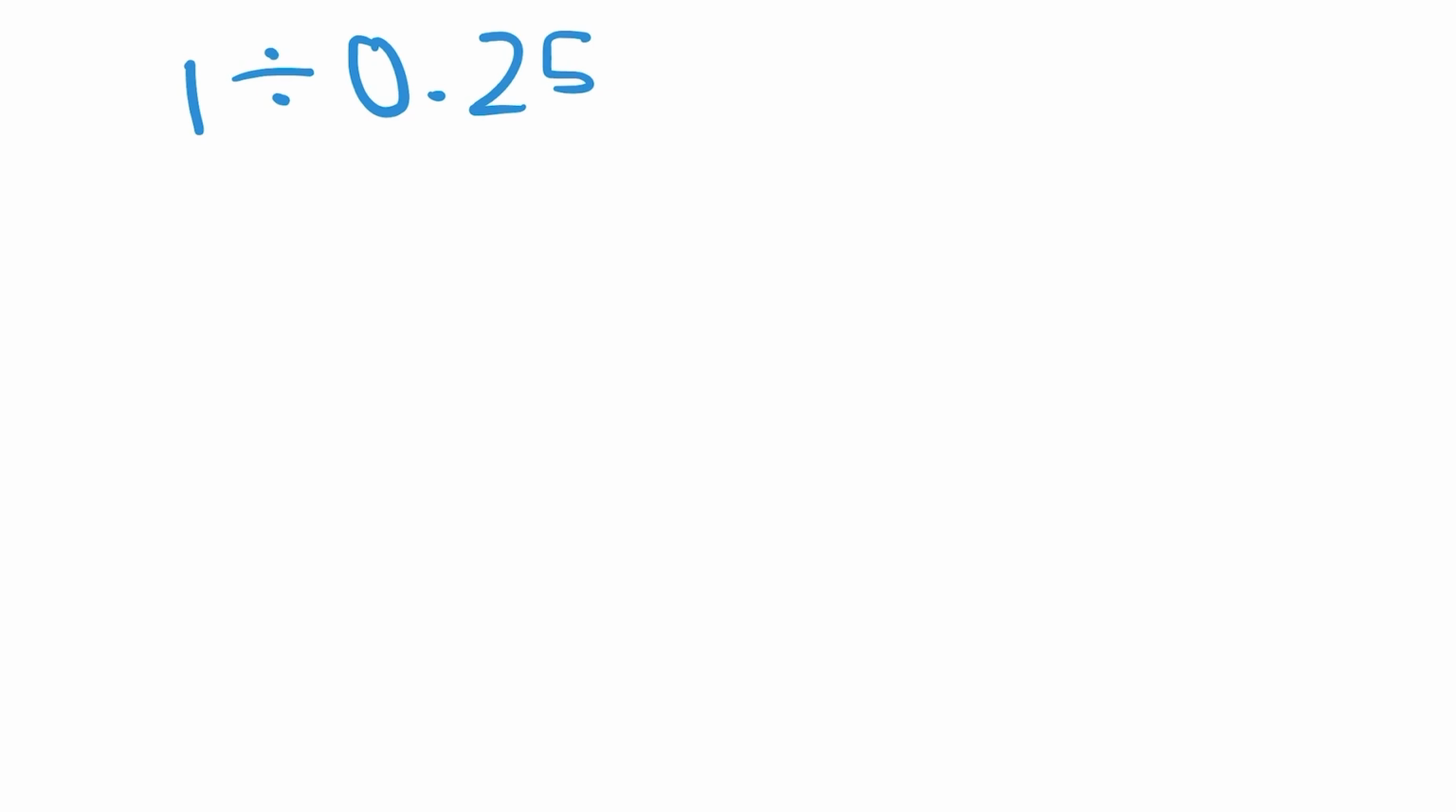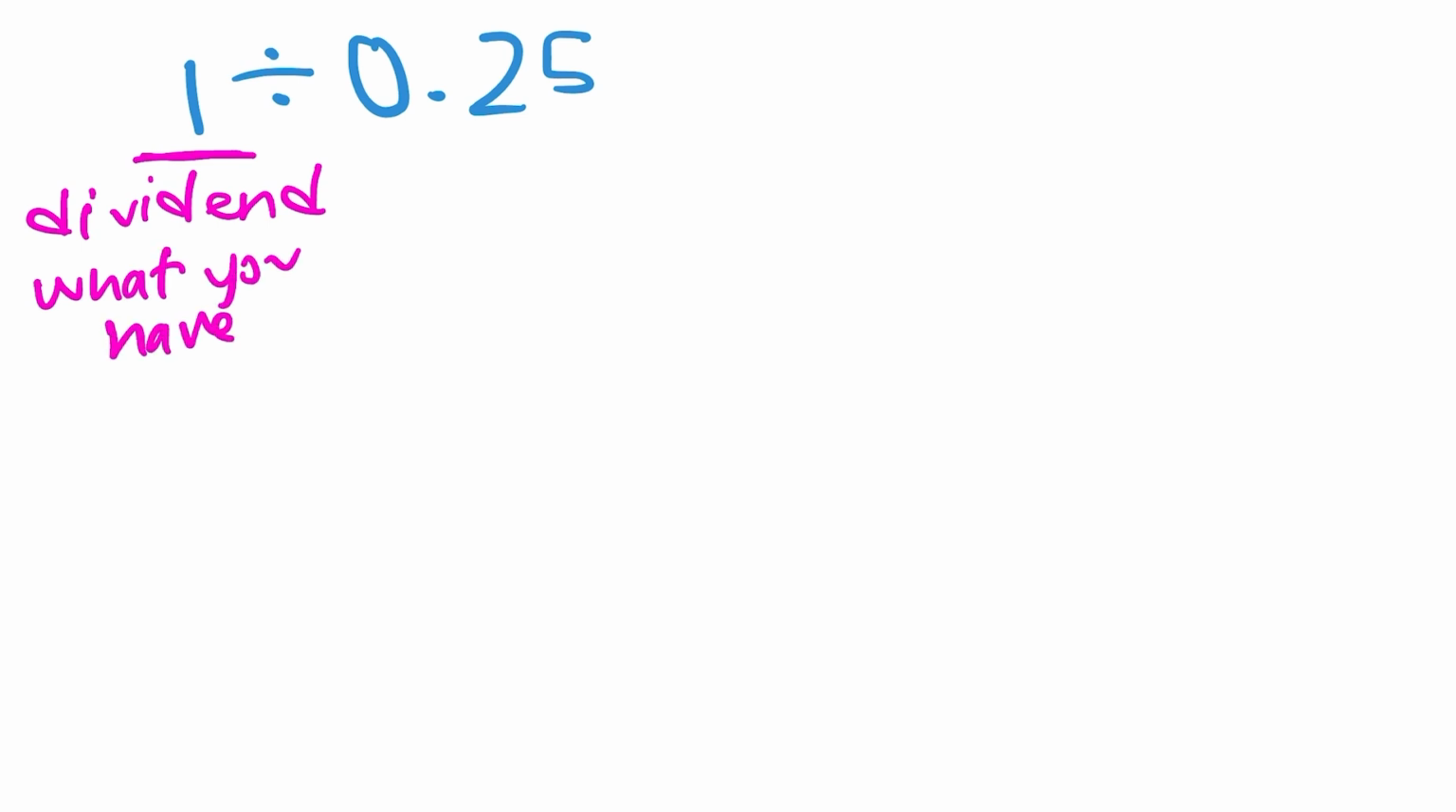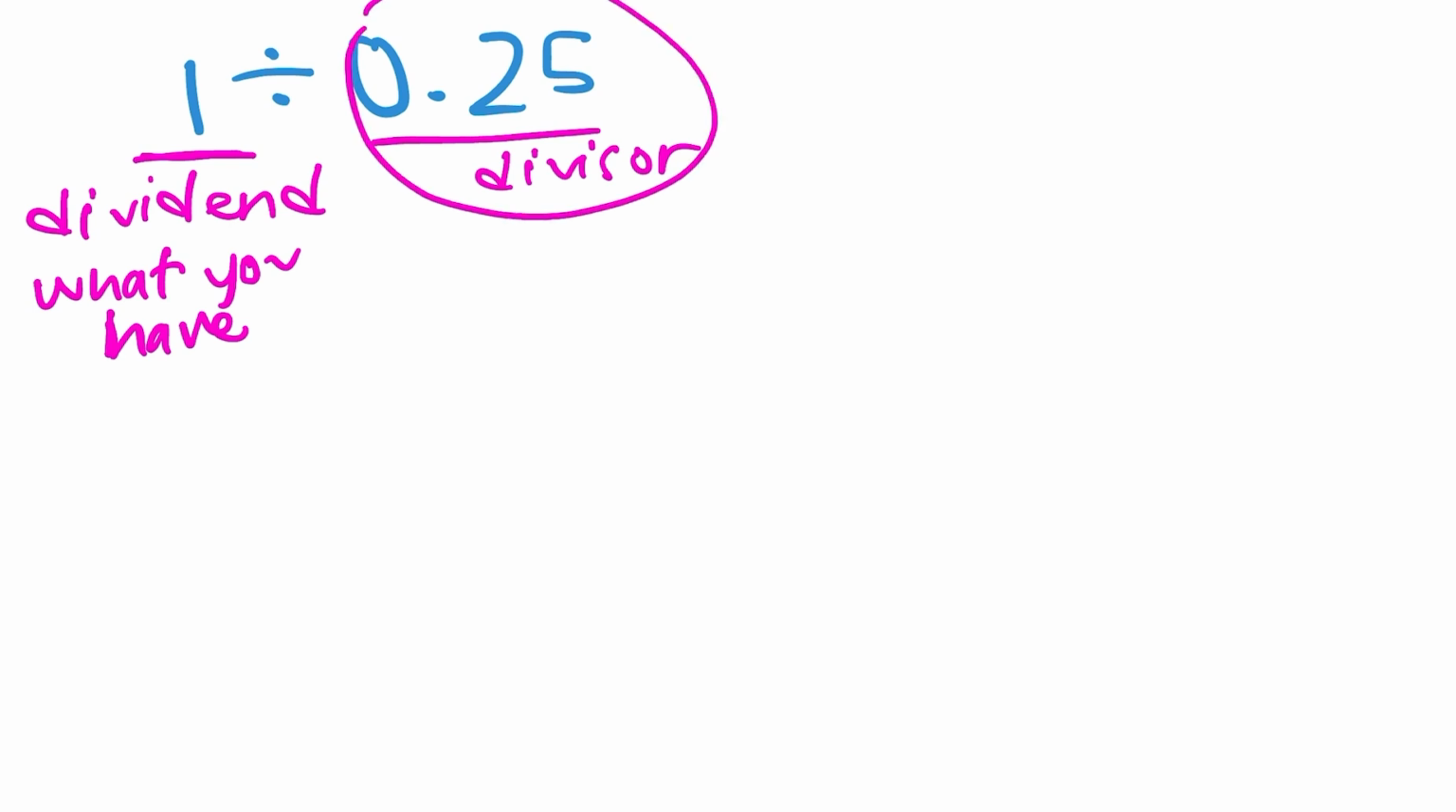When you're dividing, this first number that you have here is called your dividend. Your dividend always tells you what you have. And your divisor, this next number over here, tells you how much you're going to have in each group. So this is the divisor you use when making groups. We're going to talk about dividend and divisor a lot, so I wanted to make sure you know the difference between those two. We're going to start with this first one, 1 divided by 25 hundredths.